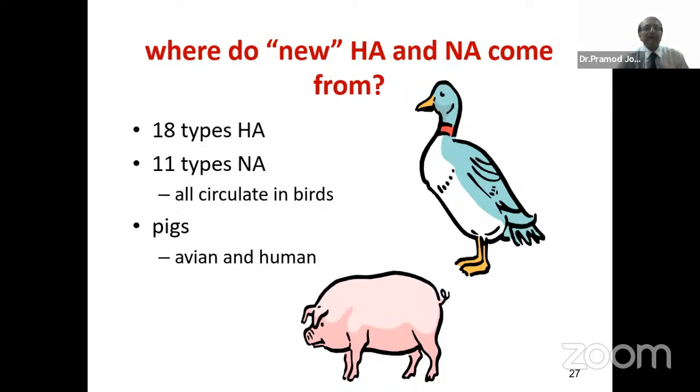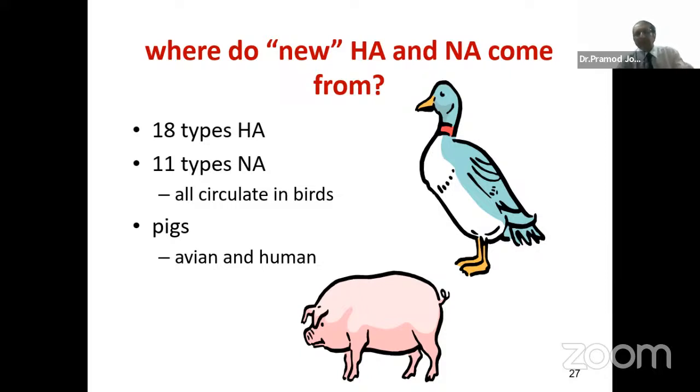Now, where do these HA and NA come from? As I told you, there are 18 types of hemagglutinins and 11 types of neuraminidase. They all circulate in the birds, and basically, there is very good symbiotic behavior between the birds and the pigs. Many times I feel that the animal kingdom is living peacefully. However, human beings always try to come in between their world.